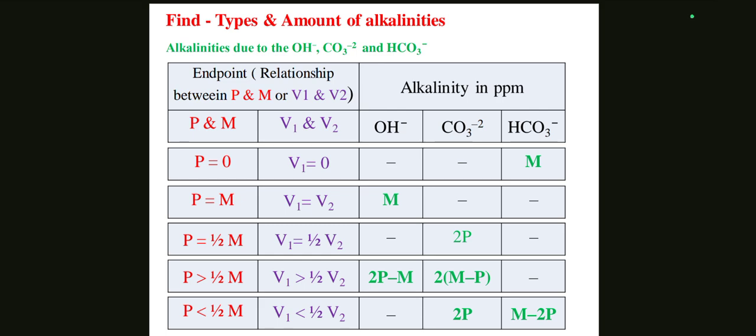Put the values of m and P, do the calculation, and you will get the amount of CO3 2 minus. And the last relationship: P is less than 1/2 m. So here phi1 is less than 1/2 phi2. Below OH minus, a dash means absent. For CO3 2 minus, 2P is given, which means it is present, and the formula for calculating the amount is 2P. For HCO3 minus, the formula is m minus 2P. It means HCO3 minus is present.